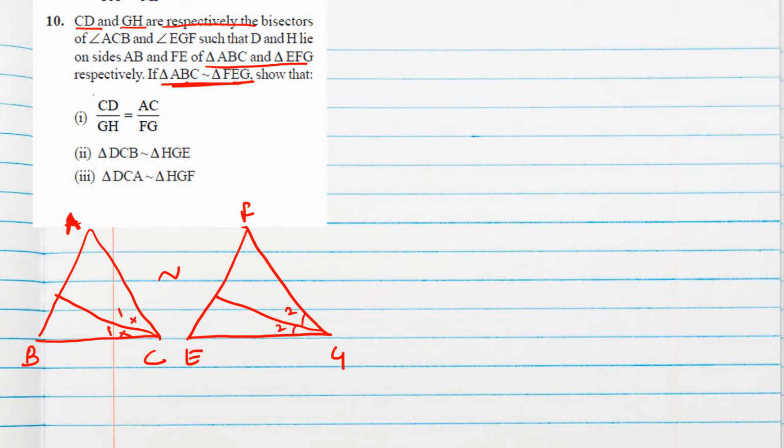Okay, both are equal, and this is H, this is D. D and H lie on the side AB and FE. Okay, then show that CD by GH.